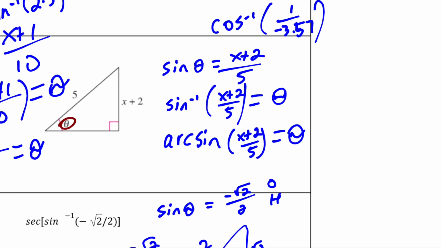Similar here, if I start with this, I know that I have opposite over hypotenuse, so sine ratio is good to use. That's the same thing. To find the angle, I use the sine inverse, which can also be written as arcsine of x plus 2 over 5.